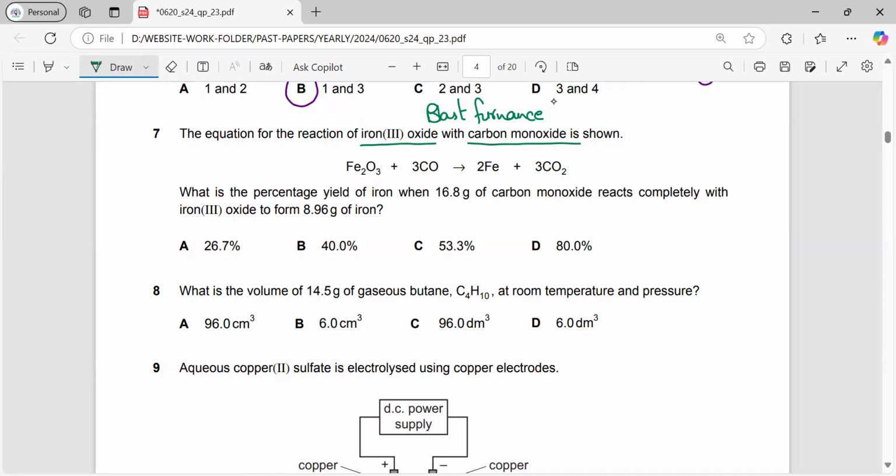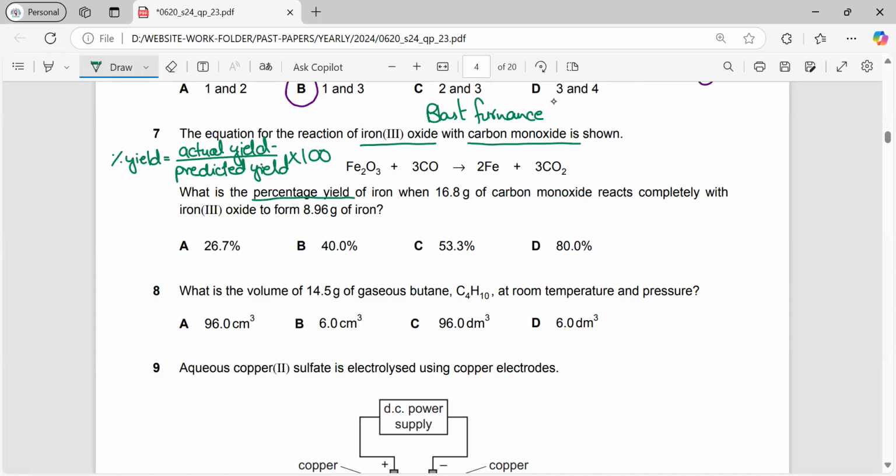Okay, so they're asking for the percentage yield. What's the percentage yield? The formula of the percentage yield is actual yield divided by predicted yield, multiplied by 100. This is the formula of the percentage yield. So we need to find the actual yield and predicted yield. Both of the yields are of the same substance, which is the product.